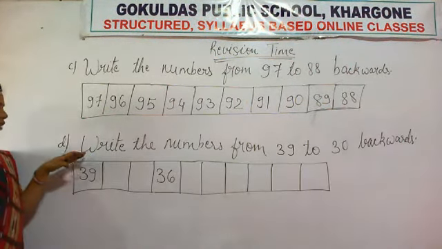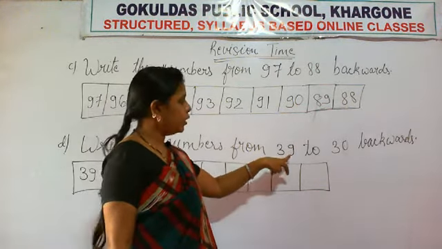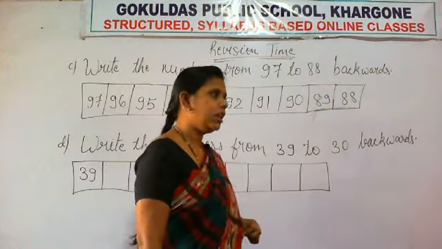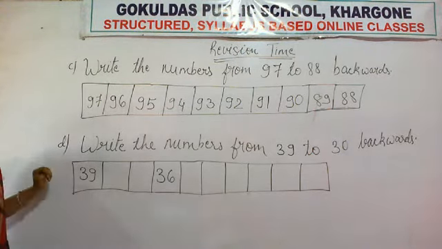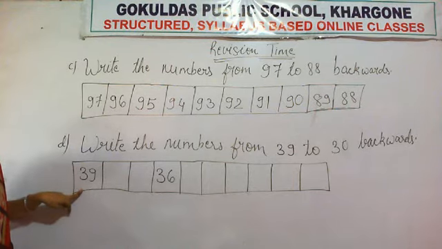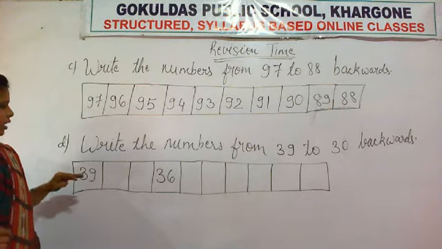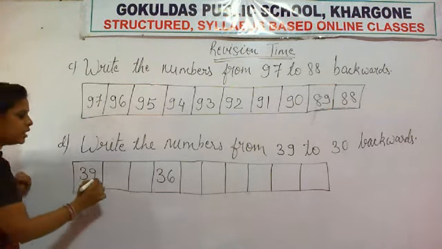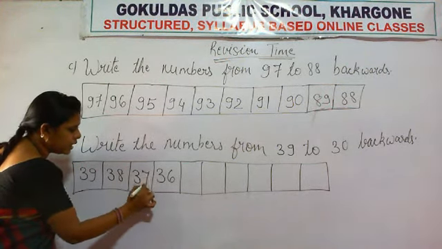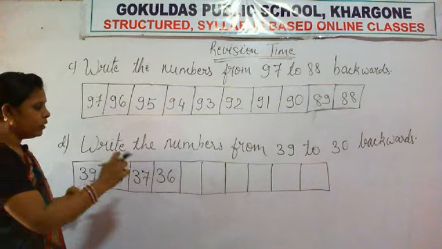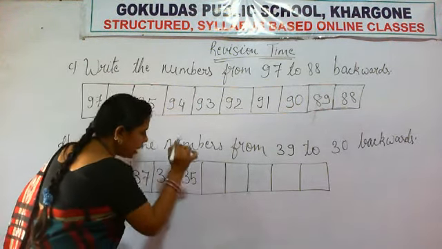First, again read the question: write the numbers from 39 to 30 backward. Again you have to write the backward counting from 39 to 30. So 39 is already written. Now what is the next number that you have to write? The number that comes before 39 is 38, then 37, then 36 is written. Now the before number of 36 will be 35.